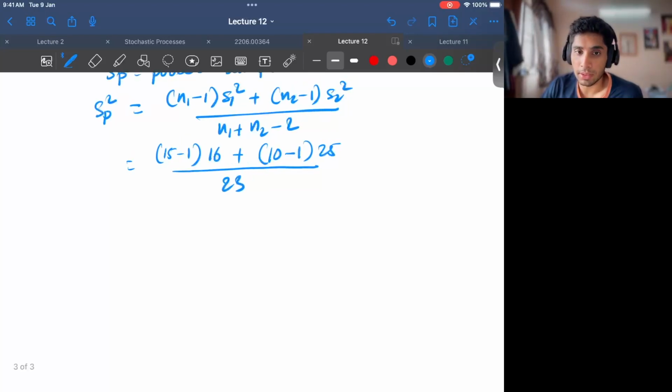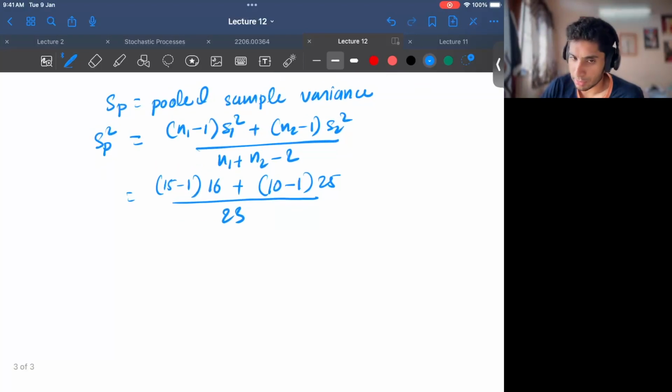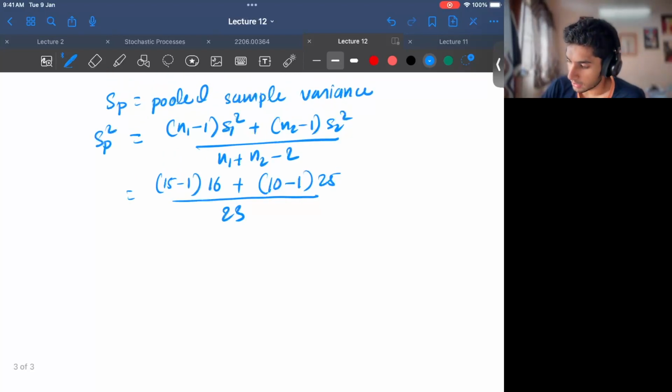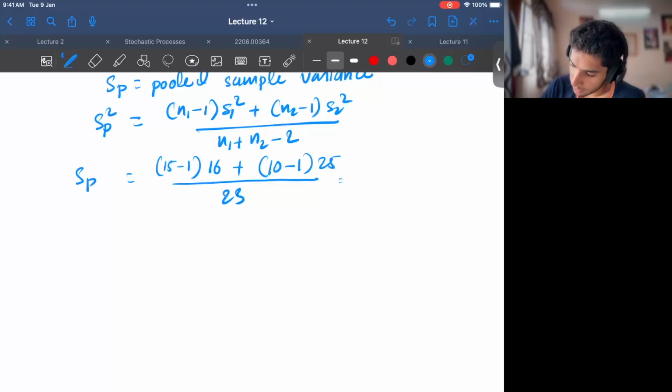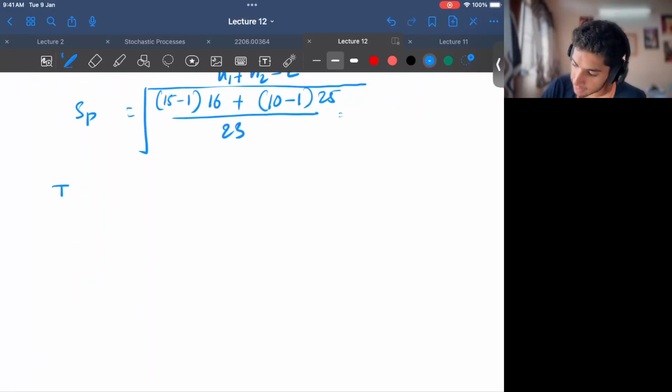So what will this thing become? Should I calculate this? I mean, it will come out to be something. I don't want to calculate this. You can use your calculator to calculate this, okay? However, whatever this value is, you take the square root of it, you get sp. Now, what will be the test statistic then?